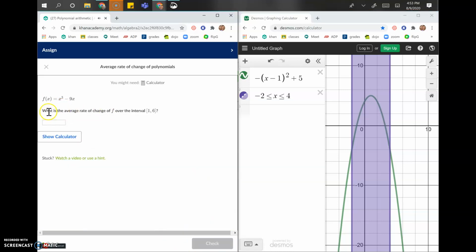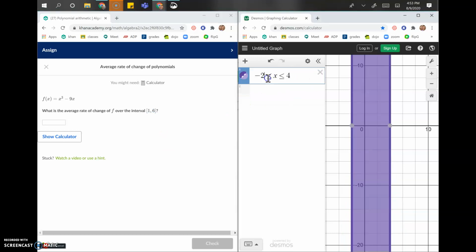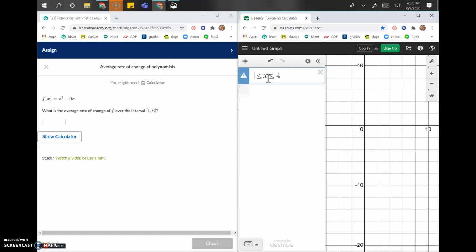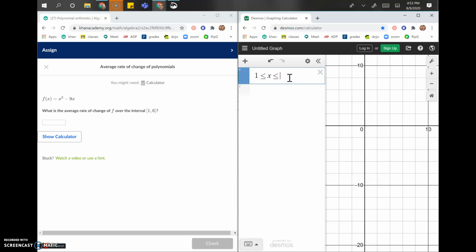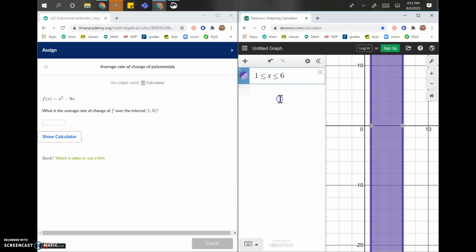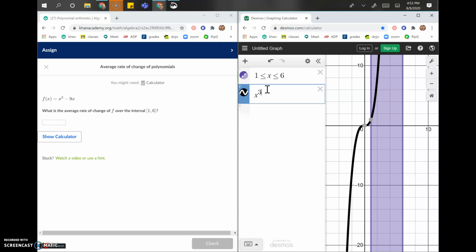Question number 2, what is the average rate of change over the interval between 1 and 6? Now we're actually finding the slope, right? We're actually going to figure out what the slope of that line would be if we were to draw a line through the 2 points. So there's our interval, and it's given to us in brackets. It's the same information, just displayed differently. And here's our function I'm going to type in right now.